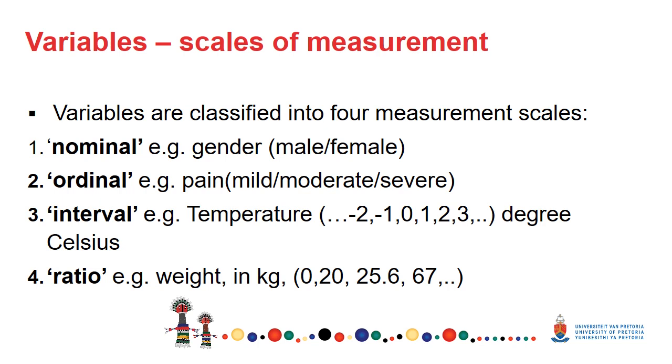Interval scale is now numerical data with equal intervals between values, but no absolute zero point, and we cannot apply multiplication and division to it. For example, temperature in degrees Celsius. The highest scale of measurement is the ratio scale, where we have a measurement, equal intervals between numbers, absolute zero meaning absence of variable, and we can apply multiplication and division. For example, weight in kilograms. Now we will get into each of these measurement scales in more detail.